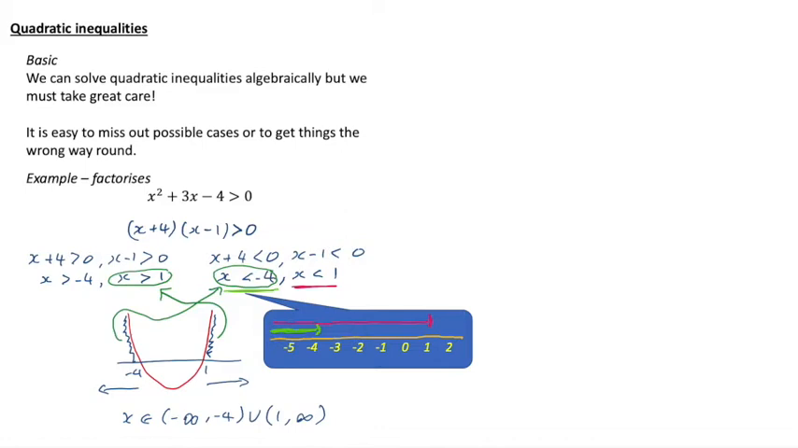So that just links the graphical method with the strictly algebraic method. Now we'll look at an example that doesn't factorize, and there's different ways of doing this, but one rather neat way is to use completing the square. What we would do is add 7 to both sides, so that we have x squared minus 4x is less than or equal to 7.